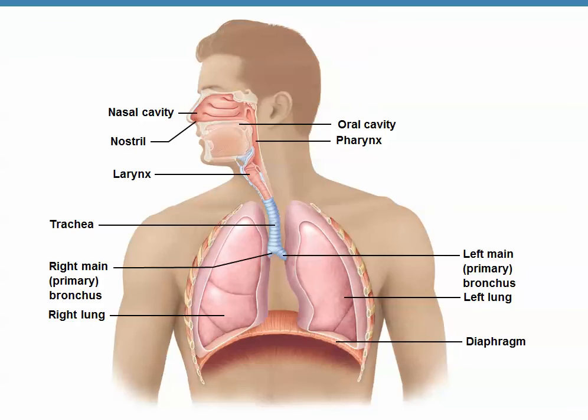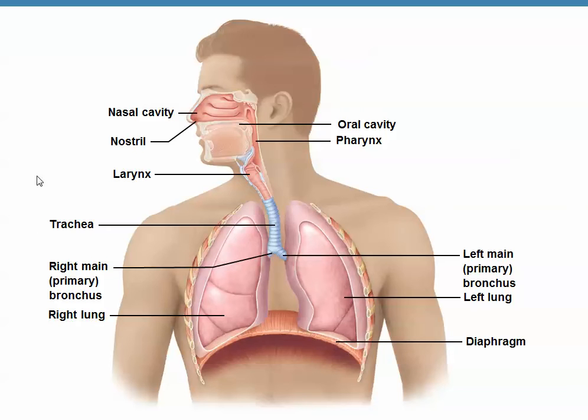This figure from your book shows the major structures of the respiratory system. Here you see the lungs, and you can basically think of the respiratory system as the lungs and a tube or passageway that allows air to get to and from the lungs from the outside world.